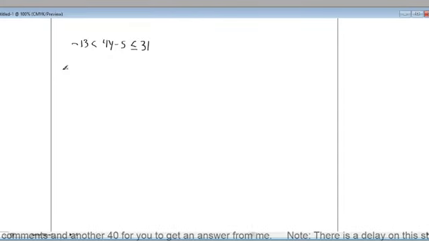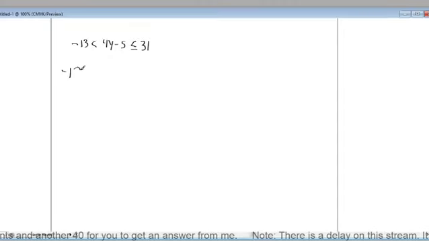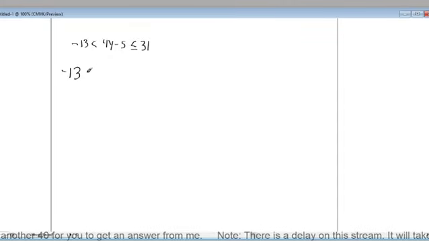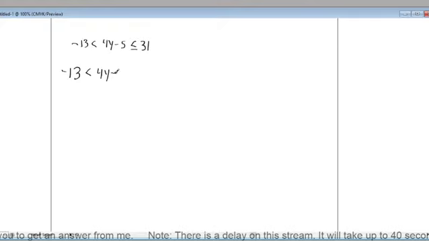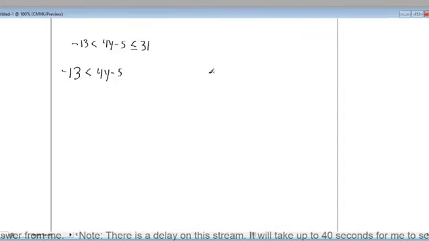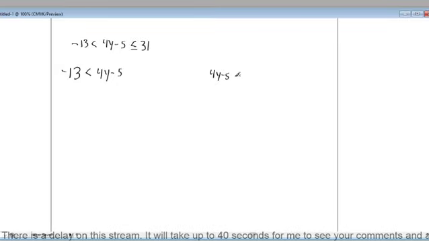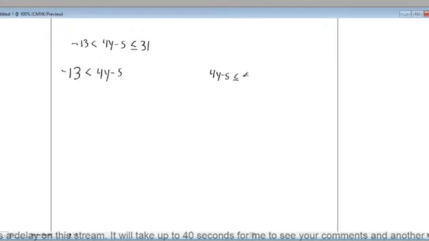One where we have negative 13 is less than 4y minus 5. And one where we have 4y minus 5 is less than or equal to 31.